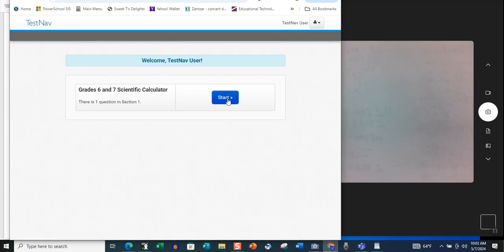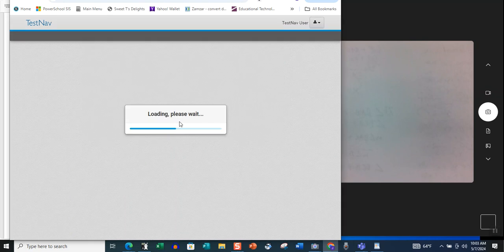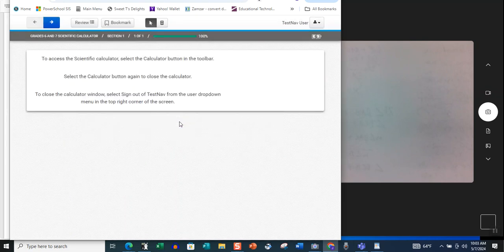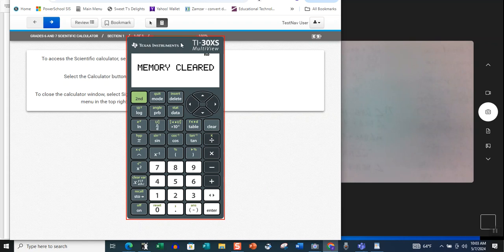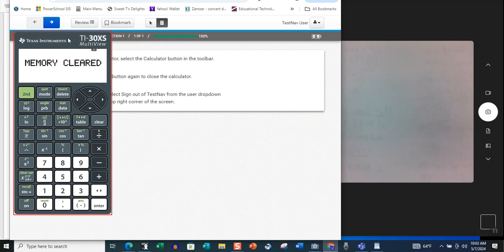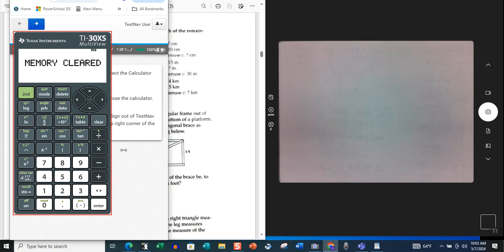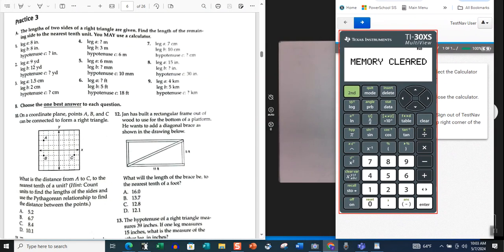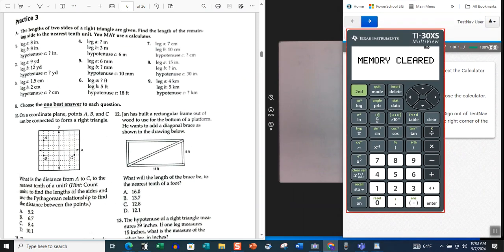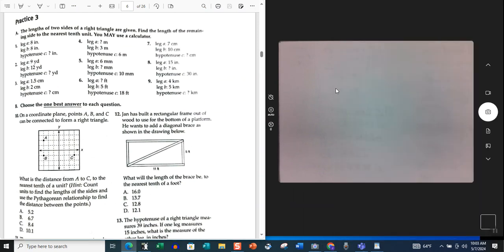Okay, now you will click start and then start again. And then right up here, this is the calculator symbol. You will click that. And then here you will get this calculator. Now, in order to make this look a little better as far as us doing the work that we're going to do today, I'm going to shorten this a little bit. So let me move this over here. So now we could get started.